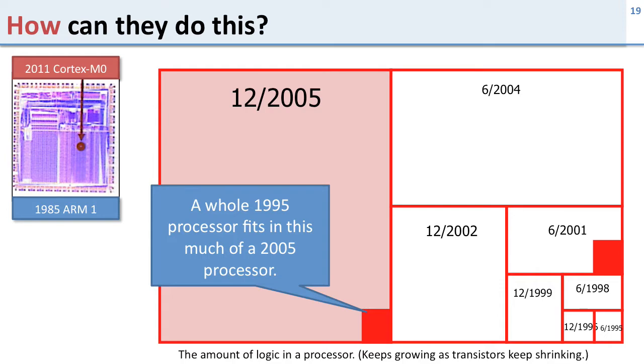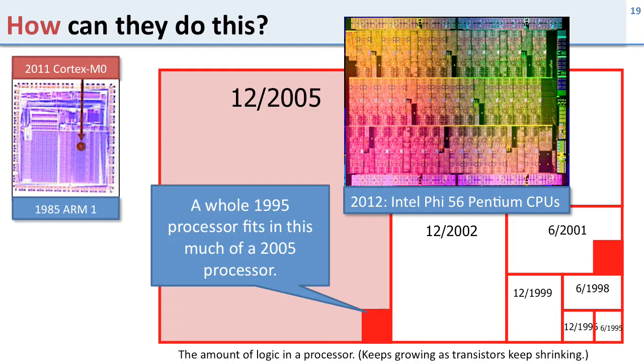And it's not just ARM taking advantage of this. In 2012, Intel put 56 Pentium CPUs on one processor. This is their Intel Xeon Phi. And you can see transistors just got so small that they could put 56 of these on one processor, whereas 10 years earlier, they could only fit 1 on the processor.